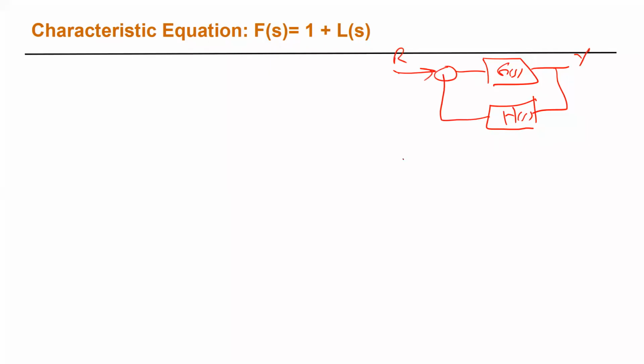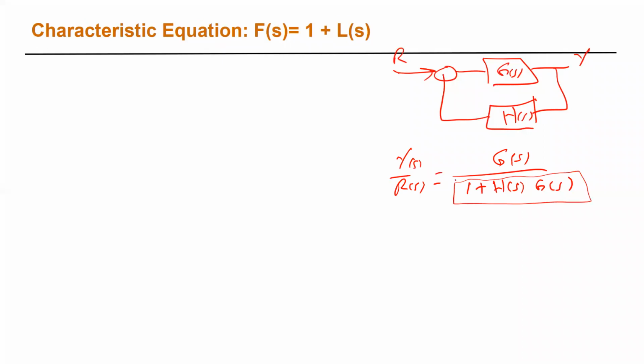So Y over R equal to what? G over 1 plus H of S, G of S. Okay, where this is the characteristic equation.